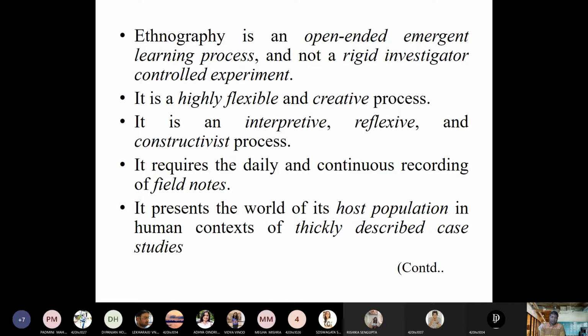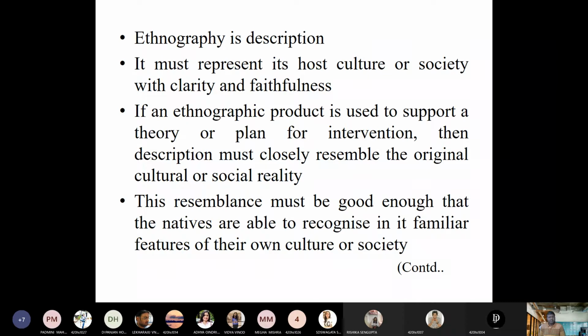It presents the world of its host population in a human context of thickly described case studies. Means the host population on which we are doing the research, it will give a very thick description through different kinds of case studies. We describe the population in a very descriptive way. Ethnography is a description. So generally in ethnographic research, we are doing very descriptive research. I have told you the design, mostly we take a descriptive research design. We write in a very extensive way, giving a clear description about what is exactly happening in the field, what exactly the motto is and all these things. So we write in a very descriptive way, which will help any researcher to do the research.